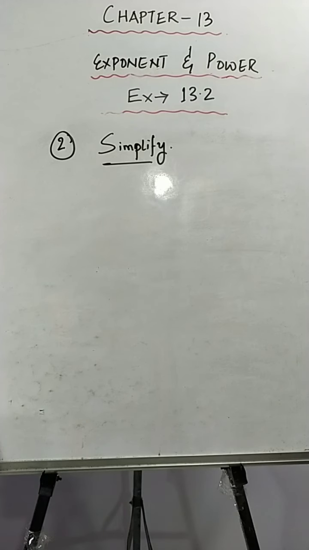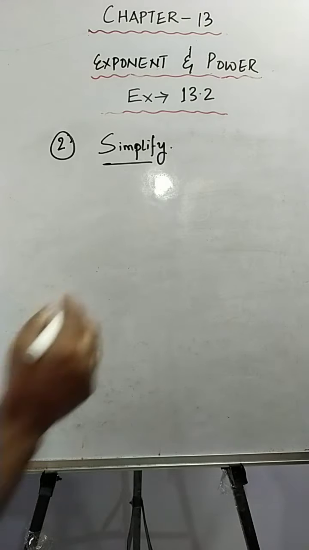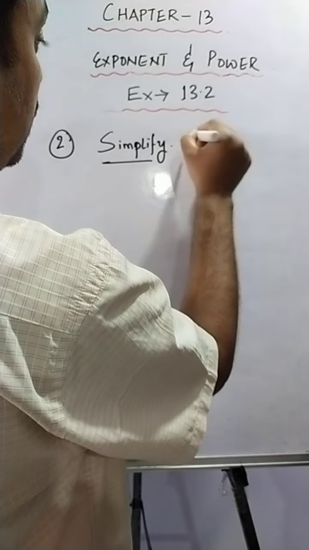Now in this session I will explain the first three sums of question number 2 of exercise 13.2, exponent and power. In question number 2 you have to do simplification and also express the answer in exponential form. You do not have to give the answer in whole number form, but you have to give your answer in exponential form.